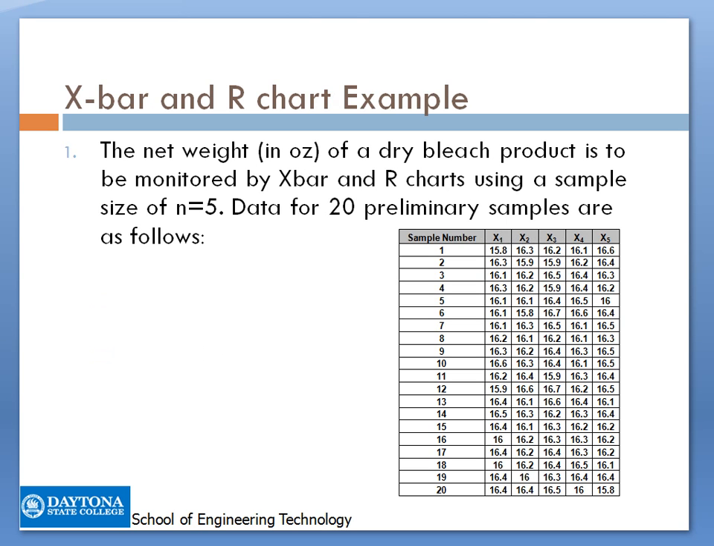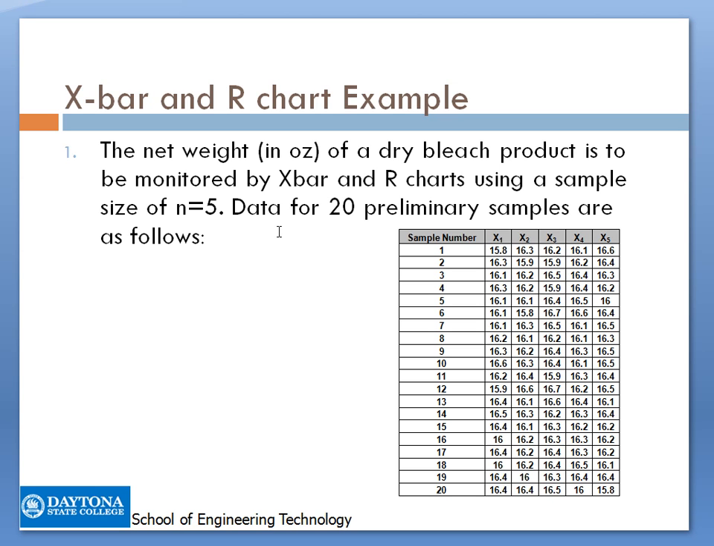So let's work on an example. The problem says that the net weight in ounces of a dry bleach product is to be monitored by an Xbar and R chart, using a sample size of n equal to 5. This means that you have 20 subgroups, and each subgroup has a sample of 5.